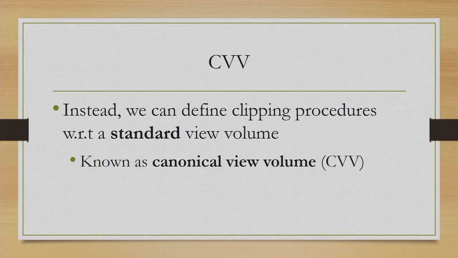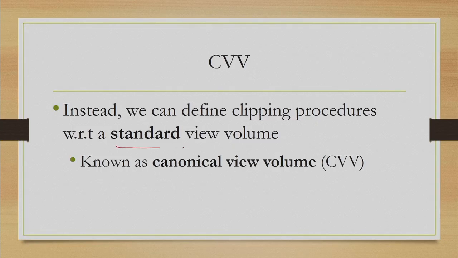In order to avoid that, we can use one simple idea, that is, we can come up with a standardized definition of view volume. Irrespective of how the actual view volume looks, we can always convert it to a standardized view volume or a standard view volume. This is called a canonical view volume or CVV in short. So, essentially it is a standard representation of view volume irrespective of the actual nature of the volume.